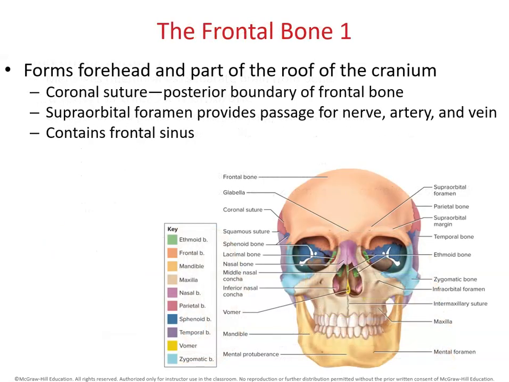We're going to start from the front with the frontal bone. The frontal bone is in the salmon color right here. It makes up the forehead and the top of the head, also the top of the eye orbits, and the frontal sinus is also part of it.